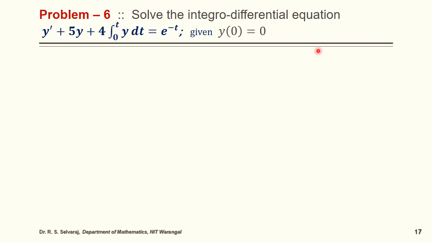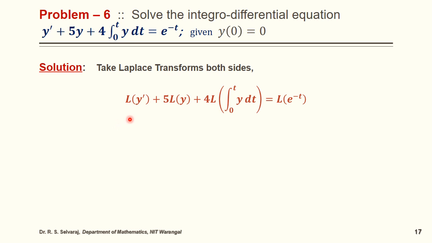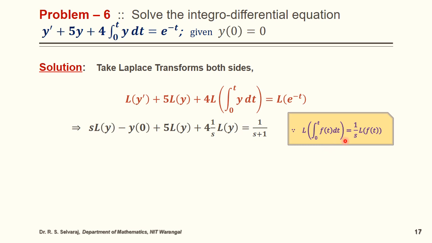So how are we going to solve? As usual, we are going to take Laplace transform both the sides, because we are equipped with the formula for finding Laplace transform of integrals. By taking Laplace transform both the sides, we get an expression like this, and the third term is 4 times Laplace transform of integral 0 to t y dt. We all know that is equal to 1 by s times Laplace transform of f of t. So substitute this and simplify, you will get this expression for L of y. And you can pause this video and check yourself that you indeed get this.